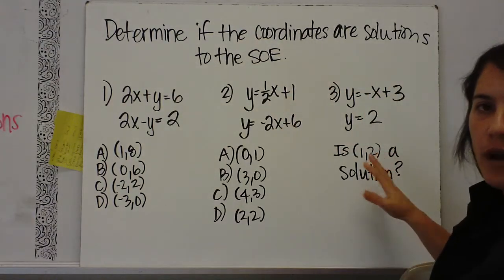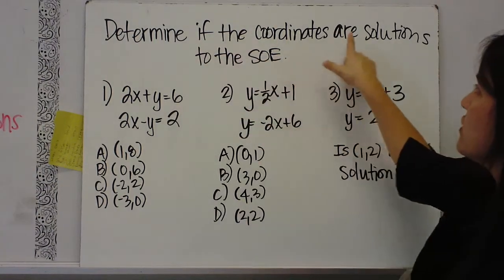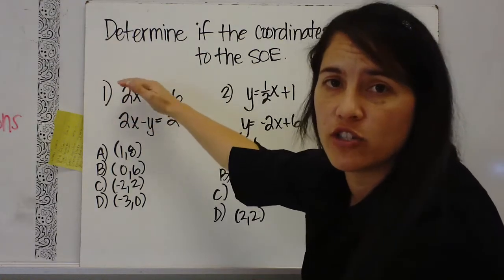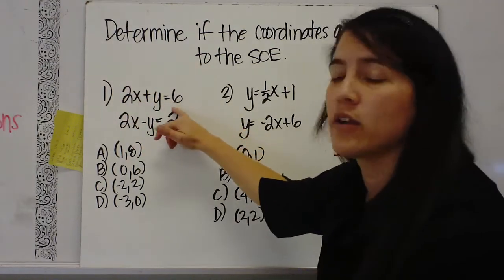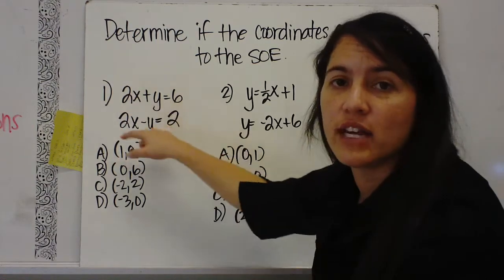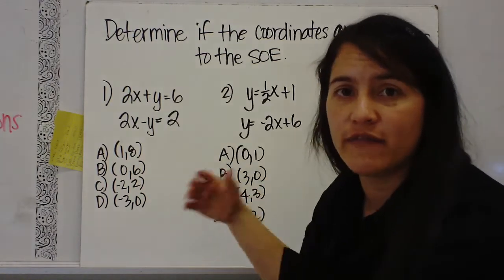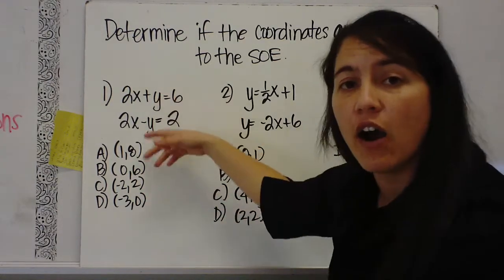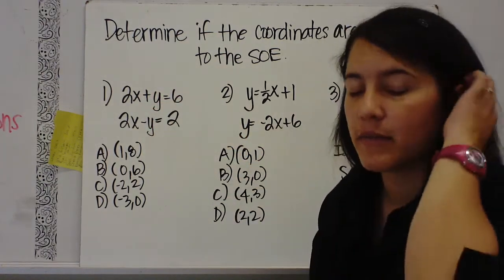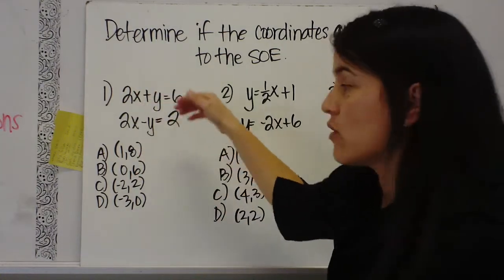Alright, so copy this down. Determine if the coordinates are solutions to the system of equations. So example 1, here's a system of equations. There's two equations: 2x plus y equals 6, 2x minus y equals 2. So I have a set of equations, and then I have ordered pairs. Our job is to find out if these ordered pairs are solutions. And a solution makes the statement true. So what we have to do is plug the solutions into the equations.